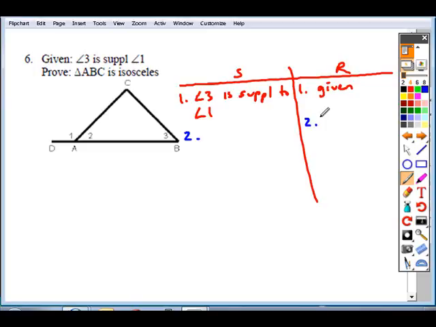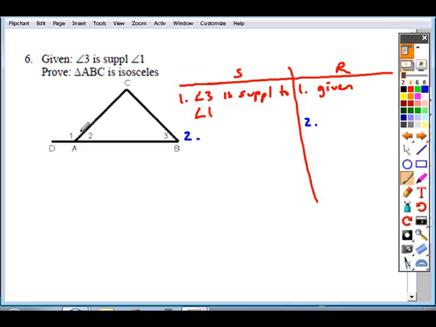Okay, so here you're looking to show that ABC is an isosceles triangle. An isosceles triangle means what? The two base sides are equal. So the two segments, or these two legs AC and CB, have to be equal. Then we can say that the triangle, again, has two equal sides.